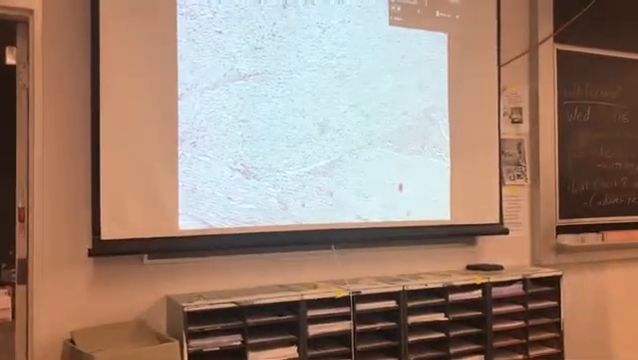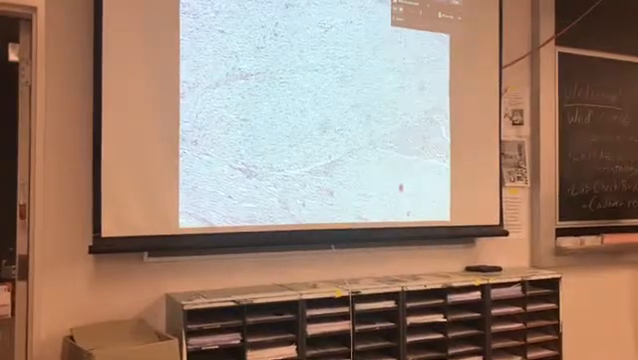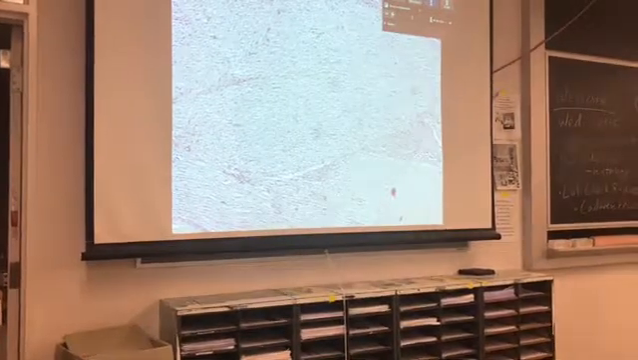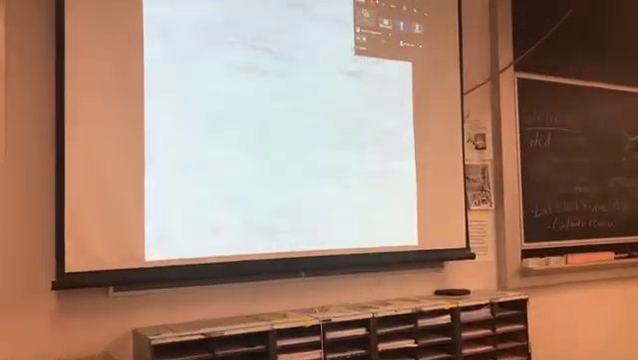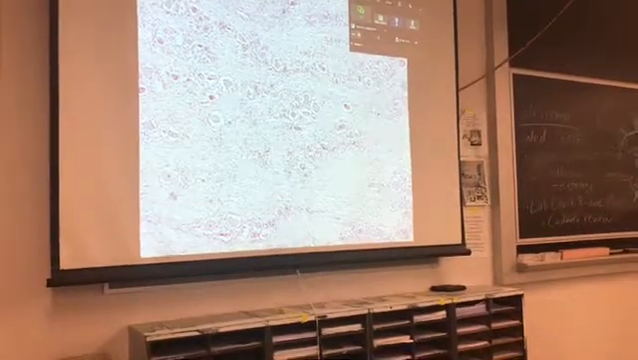Dorsal root ganglion, pseudo-unipolar, cell bodies clustered together in one part, axons in another. So you can see all axons here, move over, and now you can see cell bodies starting to cluster together. They're all cell bodies and neurons. Yes?